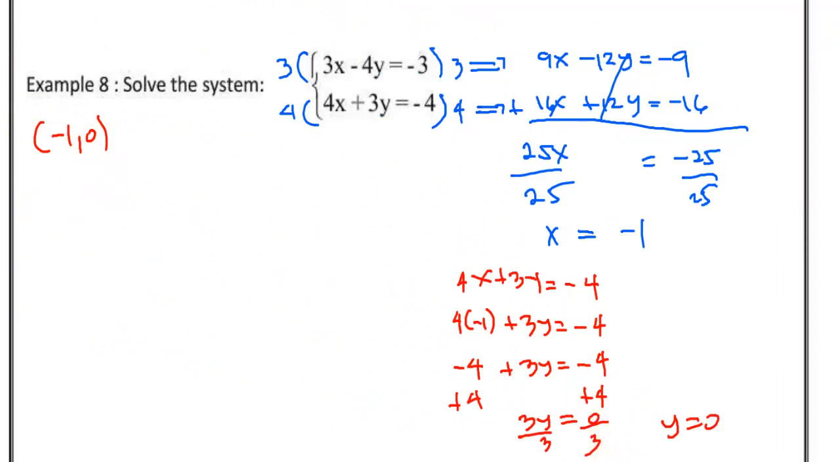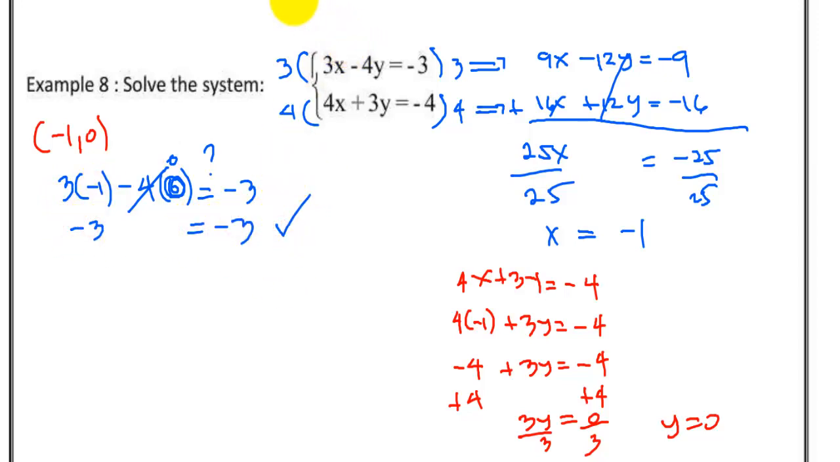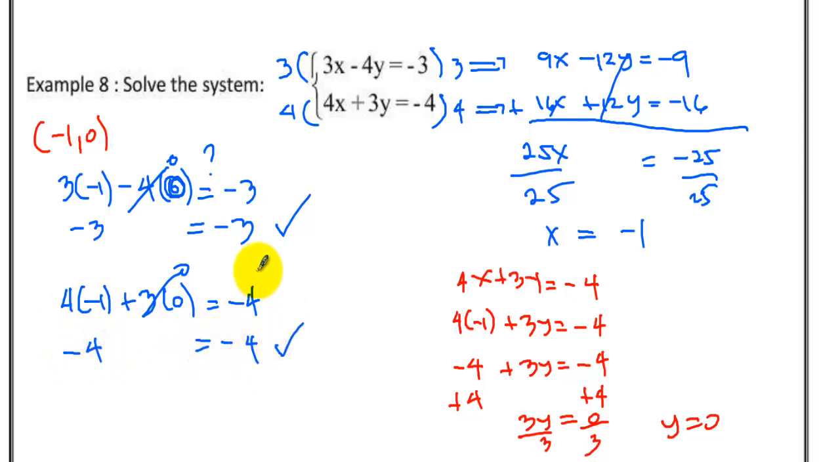Alright, let's try to verify our answer. Using the first equation, 3 times x, minus 4 times y, which is 0. This is equal to negative 3. Well, this is 0. That's 3 times negative 1, negative 3. It is equal. Okay, the first equation is correct. For the second equation, 4x, x equals negative 1, y is 0. So this is 0. 4 times negative 1 is negative 4 equals negative 4. It is also correct. Therefore, we can guarantee that this solution is correct.